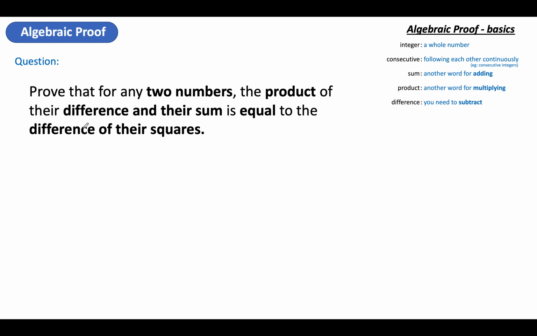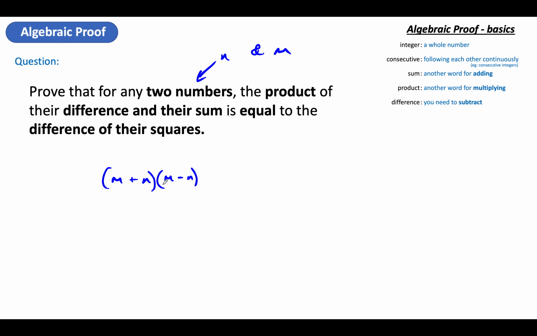Right. Tricky, but I was interested to see, or hear of, ideally, how you coped with this. Now, prove that for any 2 numbers, the product of their difference and their sum is equal to the difference of their squares. So, any 2 numbers, that's going to be n and m. The product of their difference and their sum. So, their sum would be adding them together. Their difference would be subtracting them.